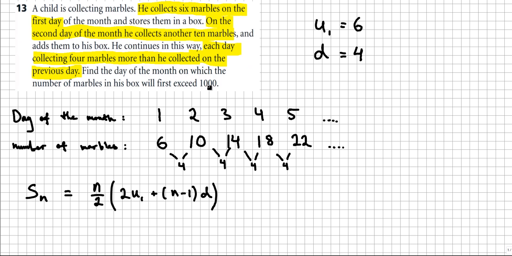Sn, well, to be honest, since we're adding 4 each time, maybe it will not be exactly 1,000. It's going to be an even number, as we can see. Maybe it's going to be 998, 1,000, or 1,002. We don't know if it's going to be exactly 1,000, but let's assume 1,000, and then we'll find out the n. If it's not an even number, we have to round it to the next number. So Sn is going to be 1,000. N is unknown, so I'm just going to write it out. n over 2 times, 2 times u1, 2 times 6, plus n minus 1 times the common difference d, which is 4.